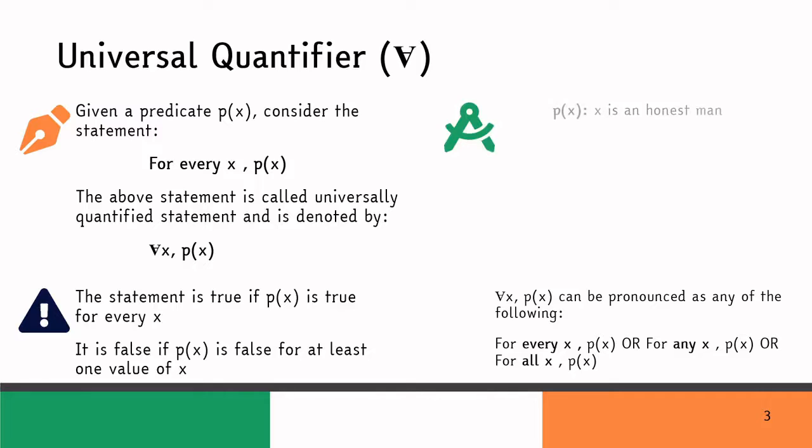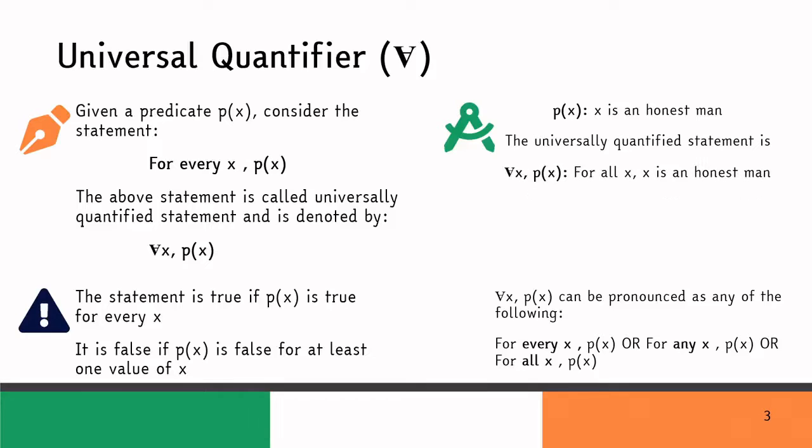To understand it better, let us consider an example. Let p of x be the statement "x is an honest man." The universally quantified statement for the same could be represented as ∀x p(x), which corresponds to the statement "for all x, x is an honest man," or in simple English, every man is honest.